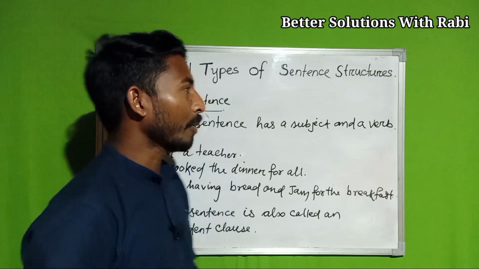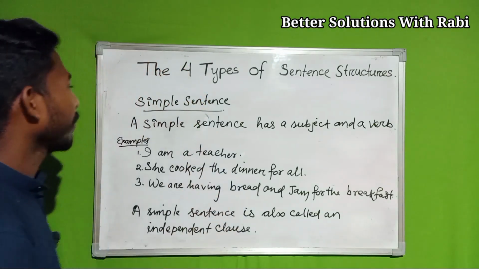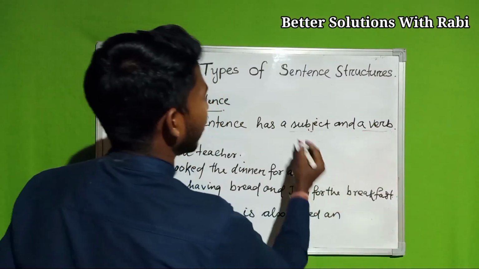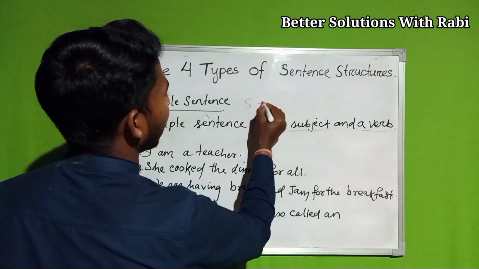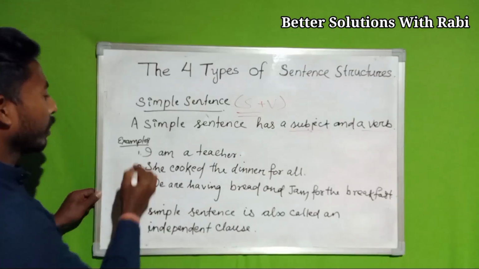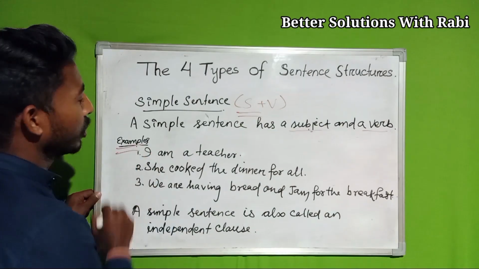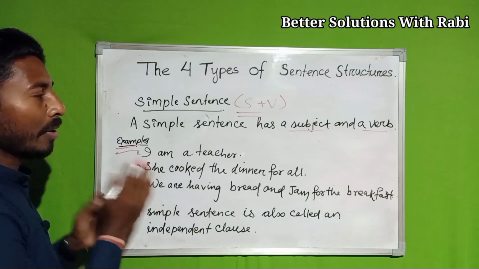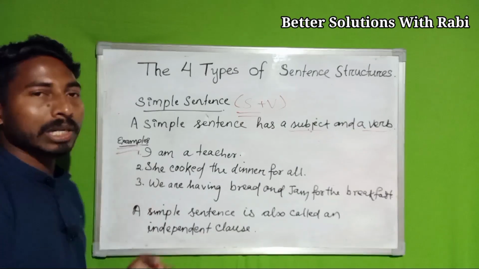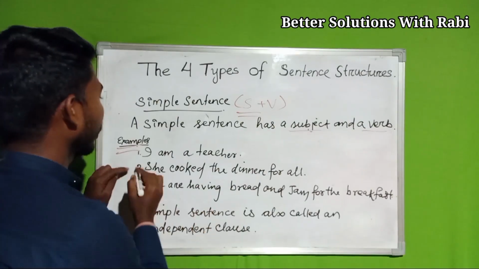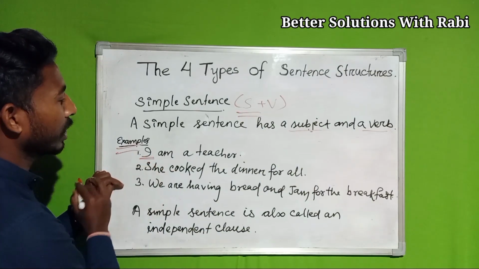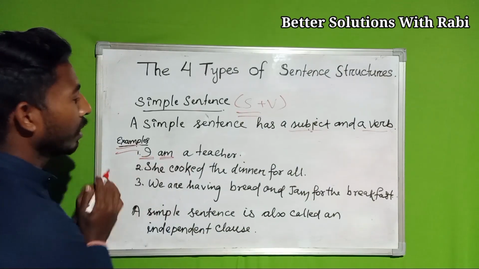Now let's start from the simple sentence. A simple sentence has a subject and a verb. Earlier also I had told. Let's see a few examples. I am a teacher. Now what you have to do is find out which is the subject and which one is the verb. Here the subject is I, and am is the verb.